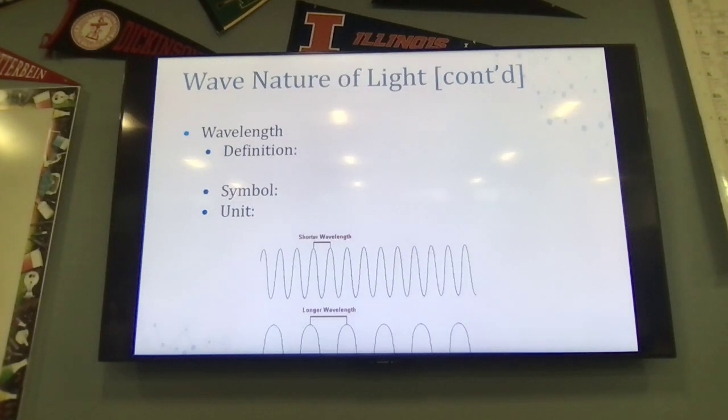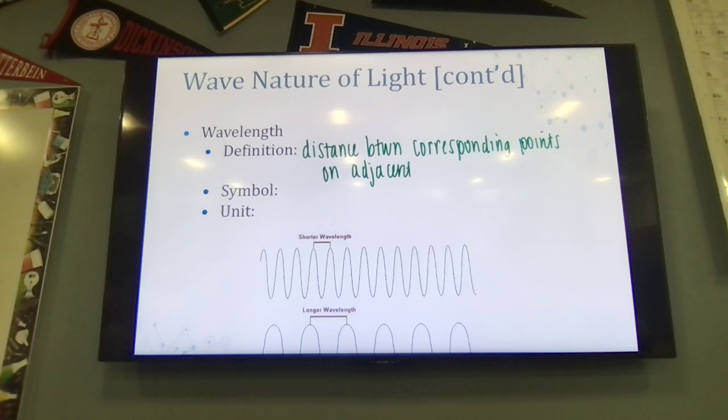But first part of light is it's a wave. So it's got two things we're going to talk about measuring. First is wavelength. Wavelength is the distance between, BTWN is between, corresponding points on adjacent waves. Which is the fancy way of saying the distance from the top of one wave to the top of the next. Right? That's what wavelength is.